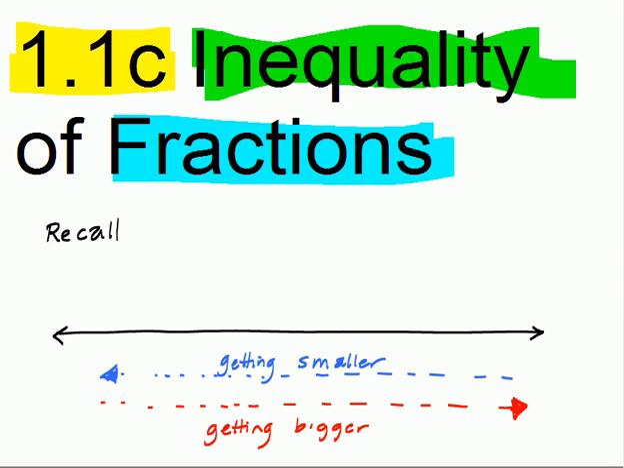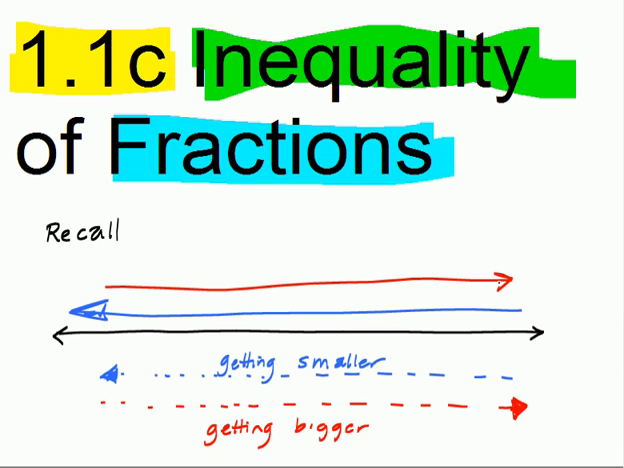We continue 1.1 and looking at inequality, but this time we're going to be looking at inequality of fractions. As you recall, no matter what kind of number it is, as we go from right to left, as we go in this direction, the numbers get smaller. And as we go from left to right, the numbers get bigger. Okay, let's take a look at some first examples.